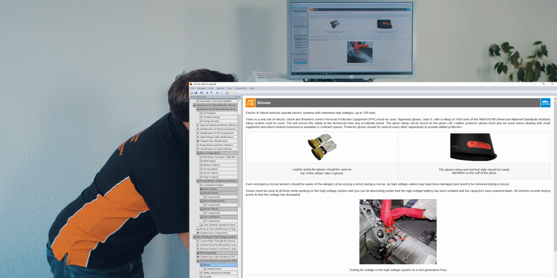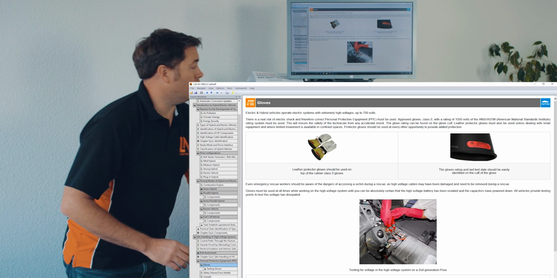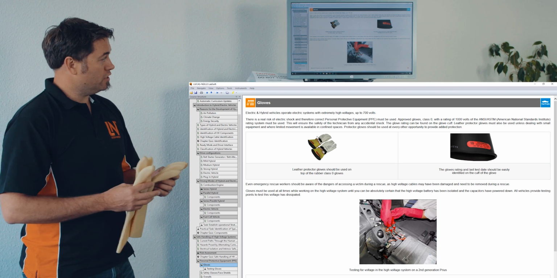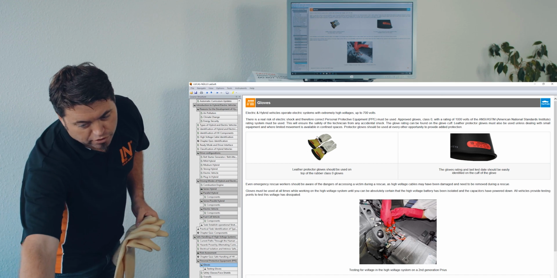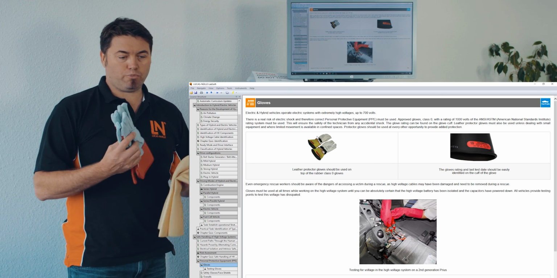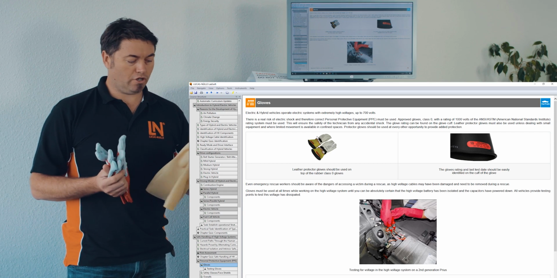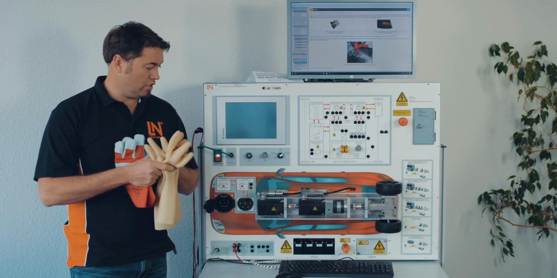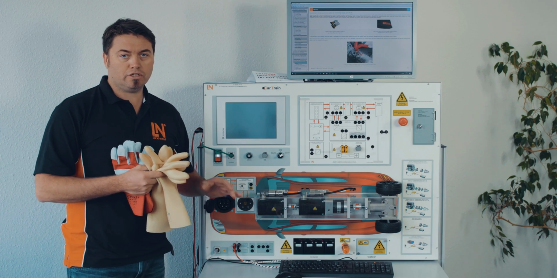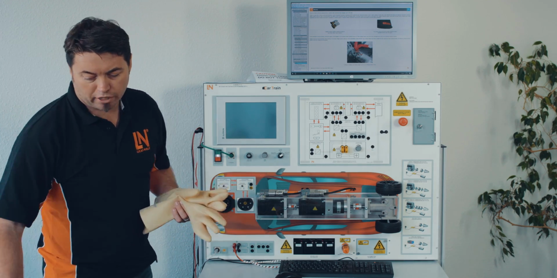What you also notice, and it's particular to the US, is you've got the leather overgloves as well. Really good idea. The leather overgloves go on top and protect the rubber gloves. Obviously they're relatively fragile gloves, so if you catch them on a sharp edge, you can really damage them quite quickly.